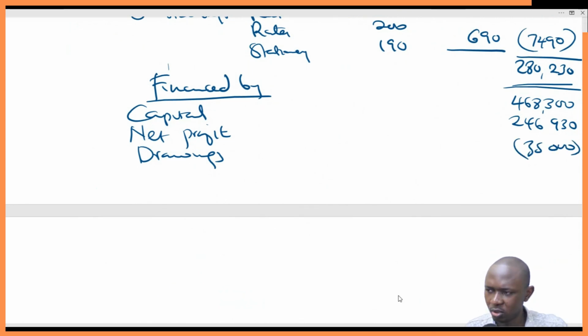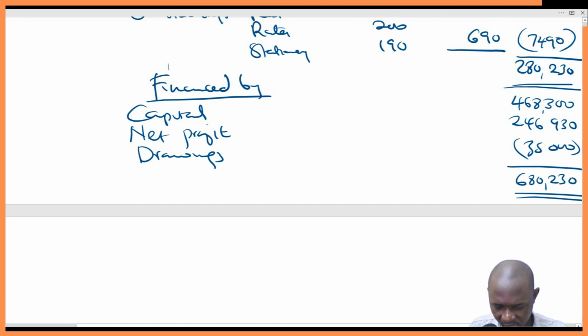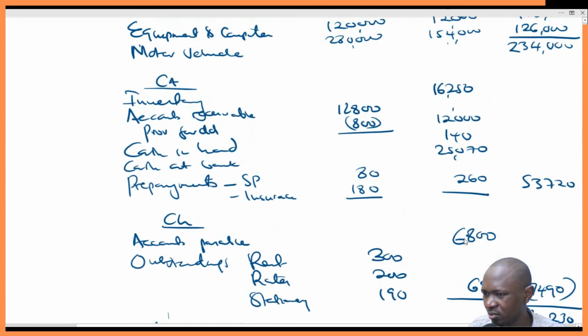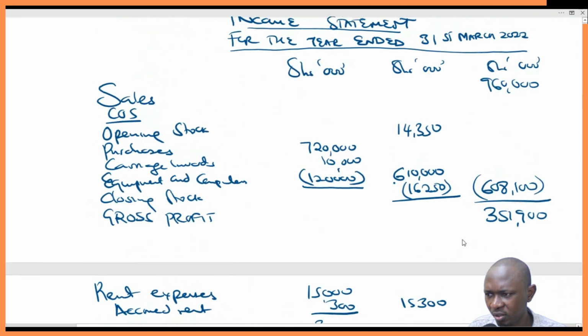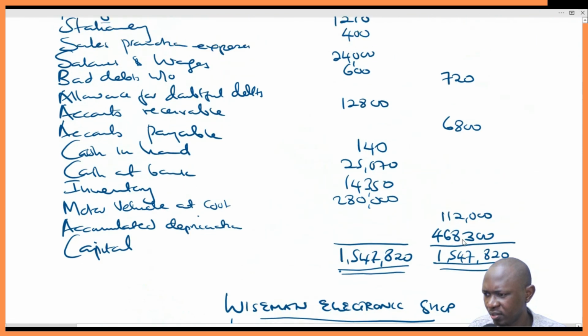Then let's add the three figures that we have: 468,300 plus 246,930 minus 35,000. That gives us 680,230. And wow, our figures are not balancing. The difference is very clear. The difference is 400,000. I think we must have left something out. So let's just check. There was a 400,000 somewhere.